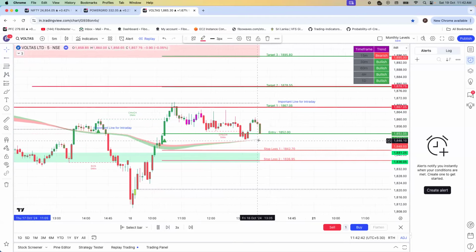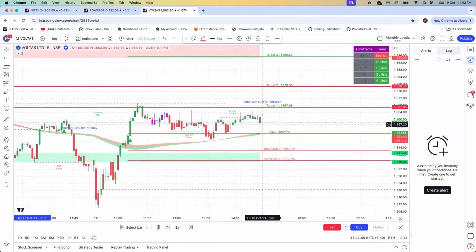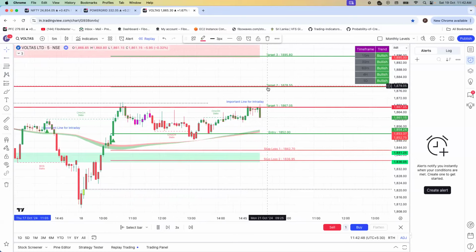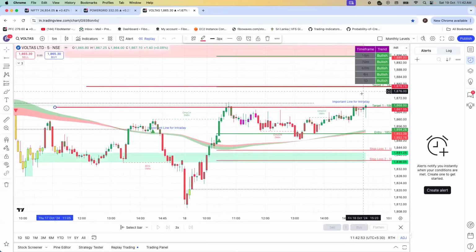Okay. So still, the cloud is getting support. Entry first target is done. So it is going to the second target. It did not go into a second target. It will go and hit the second target because the cloud is also turning green.